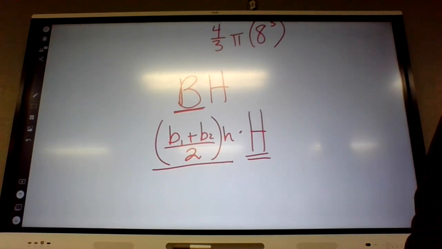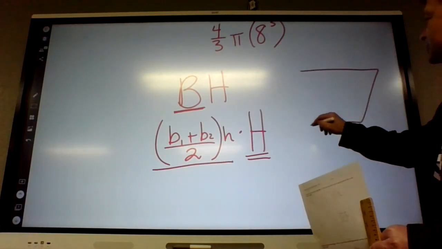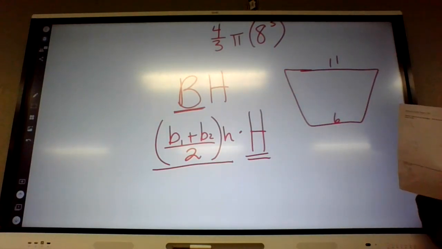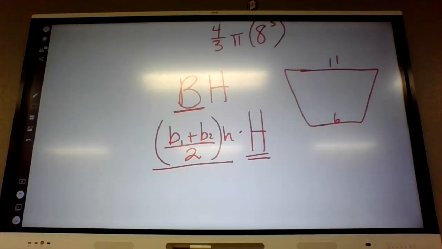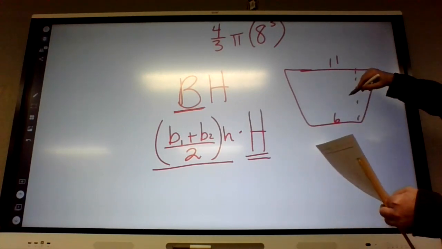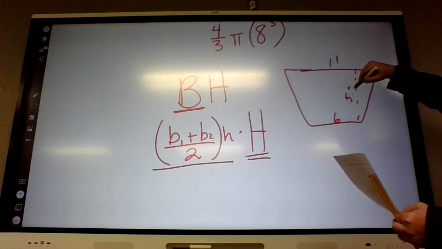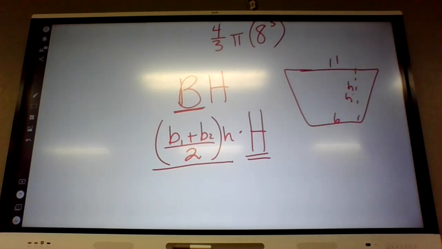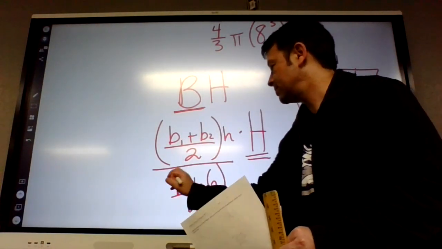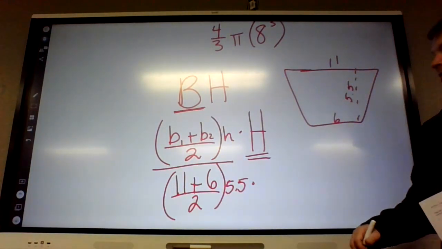Yeah, 11 and 6. You guys see where I got that from? On the back of the shape, it shows that this top line's 11, and on the front, it shows that that's a 6. So it's 11 and 6 for the bases, and they draw a weird looking line, but it's supposed to be perpendicular, so it's 5.5 for the height. So it's 11 plus 6 divided by 2 times 5.5 times, okay, what would the height of the prism be?